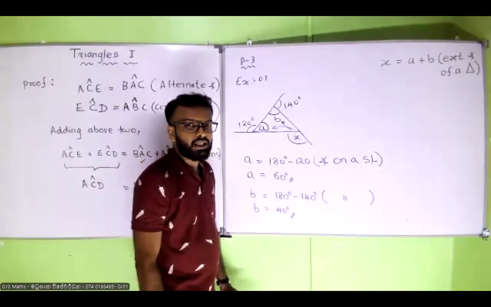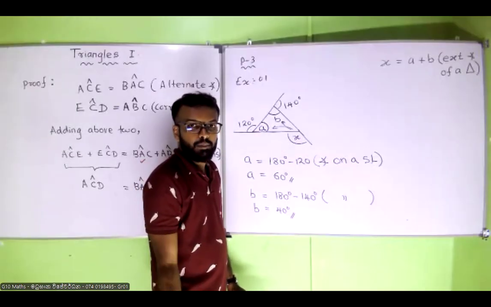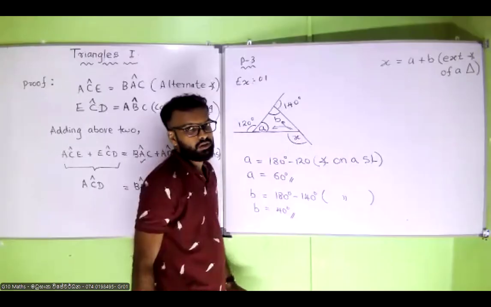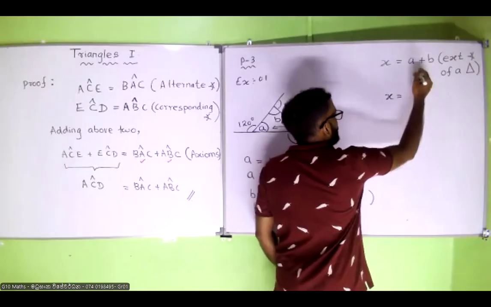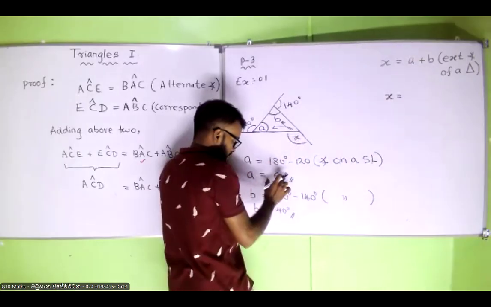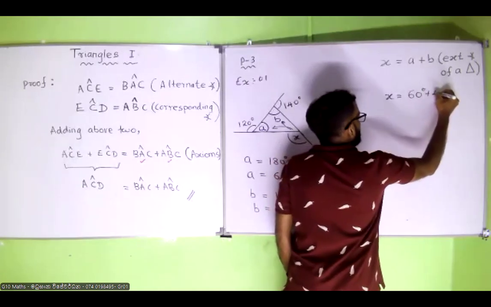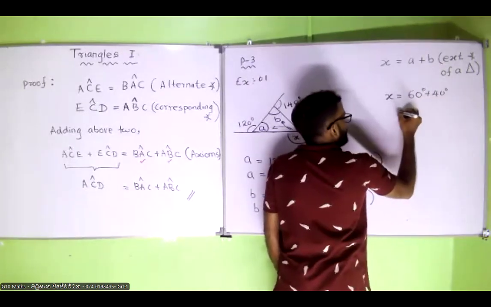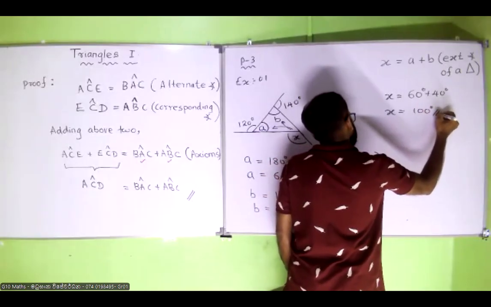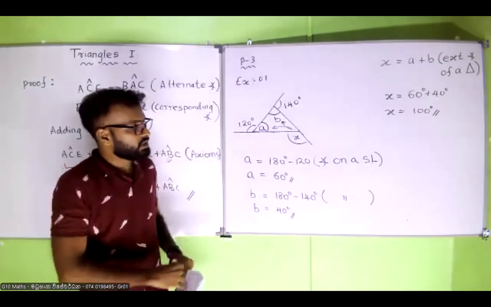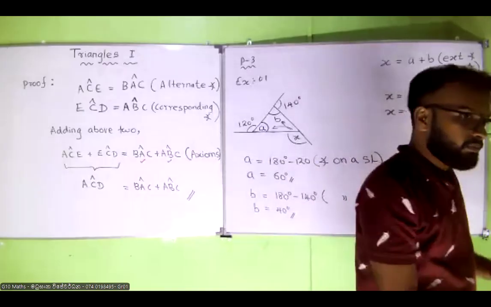Reason. Right? So x equals A plus B. So x equals, you know already the value of A, 60 degrees plus 40 degrees. So x is equal to 100 degrees. So this is the 100% correct way to give the answer for this. Correct? Please write this.